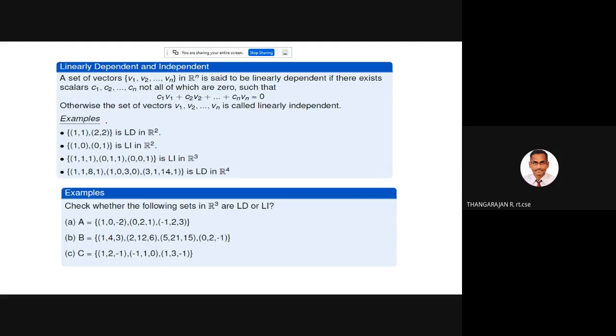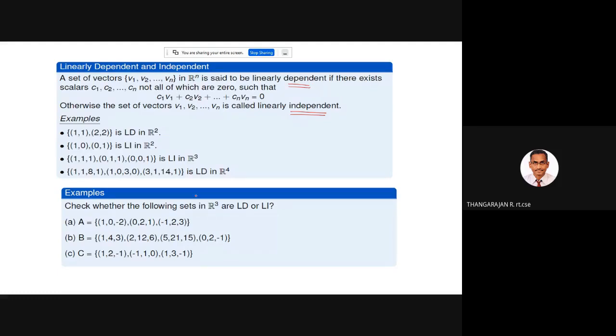Now I come to the topic of linearly dependent and linearly independent. Suppose you take a set of vectors v1, v2, up to vn in a space which is Rn. Rn is an n-dimensional space. In this space, you take n vectors v1, v2, vn. Are they linearly dependent or not? We want to know whether they are linearly independent or linearly dependent.